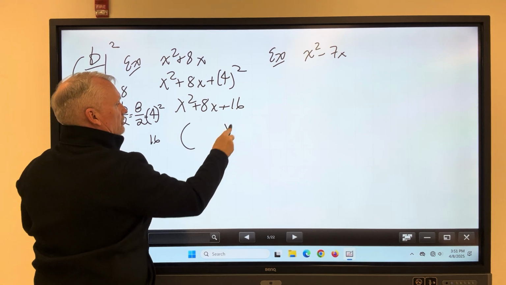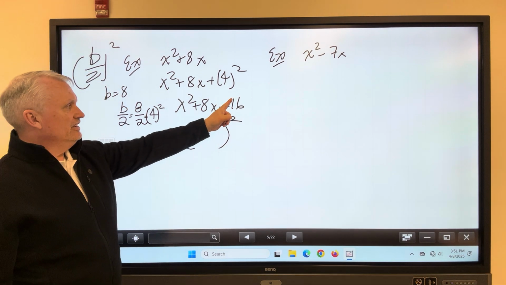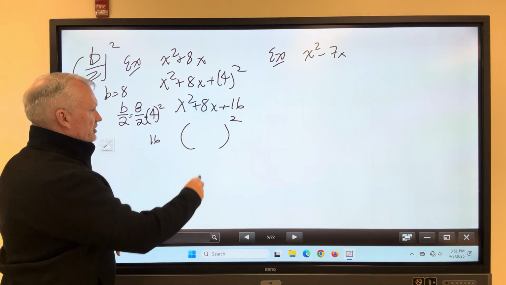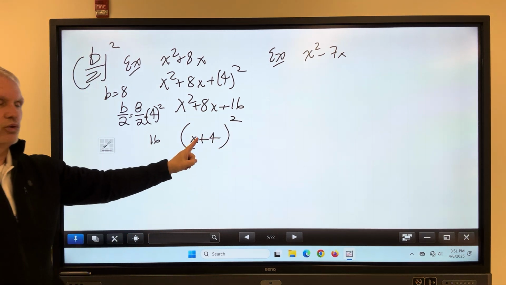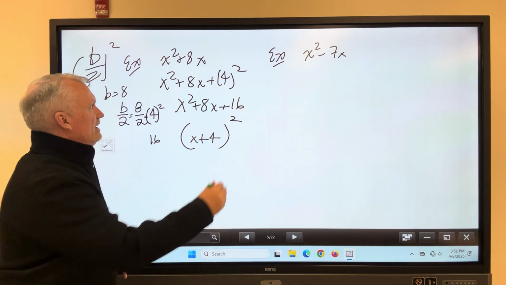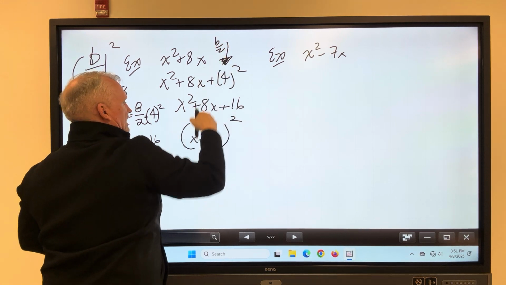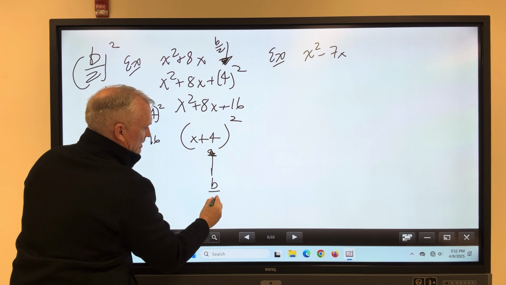But I don't have to work too much at factoring this, because remember, your answer is in that parenthesis. Whatever that number is, that's your answer. X plus 4 squared, and I'm done. You don't have to work at this. Your answer is right here. It's the b over 2. That's your answer.